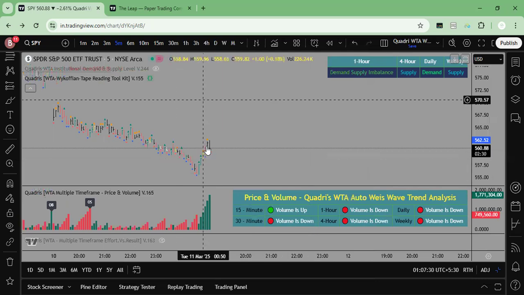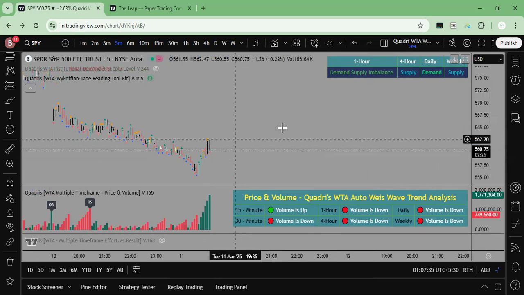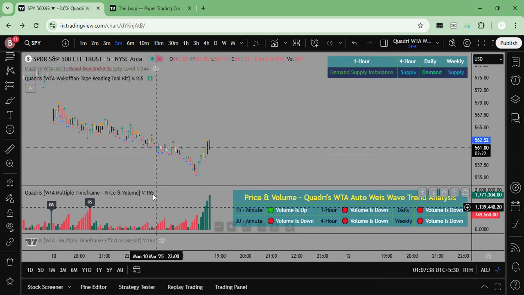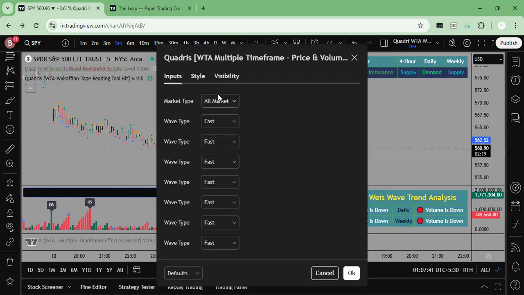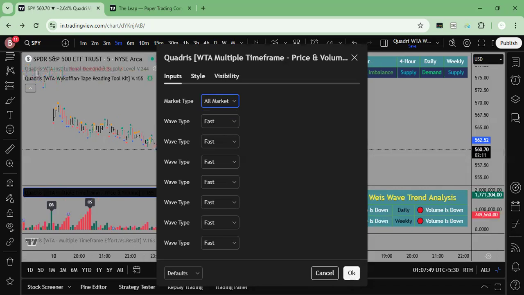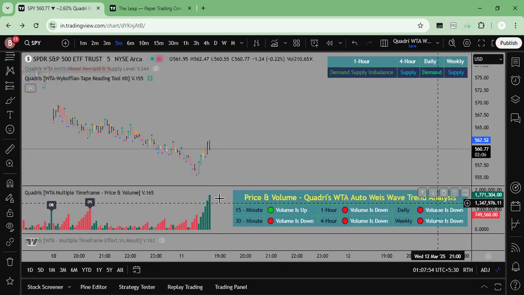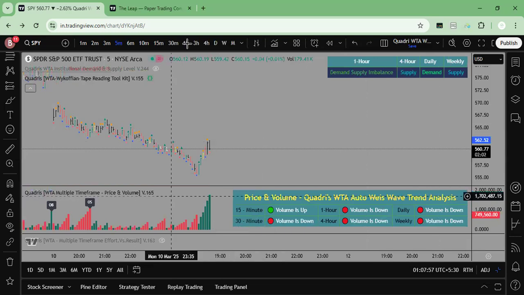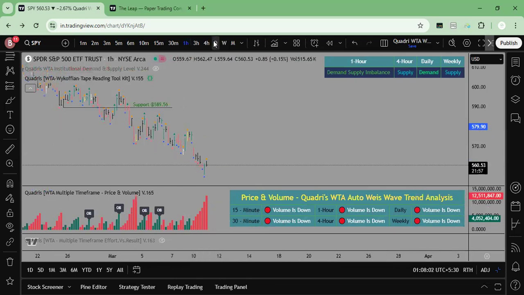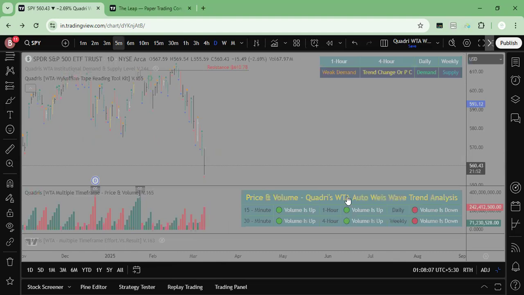If the market you're trading provides real-time volume, then you can keep it as all market, and if it is not providing, then you can switch to index. As the S&P 500 provides volume, you can keep the setting as all market. It will automatically choose the best wave size, and it will give you all the insight according to the teaching of David Weiss, or the original concept of the Weiss wave.